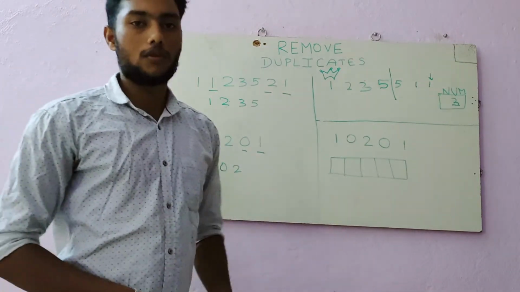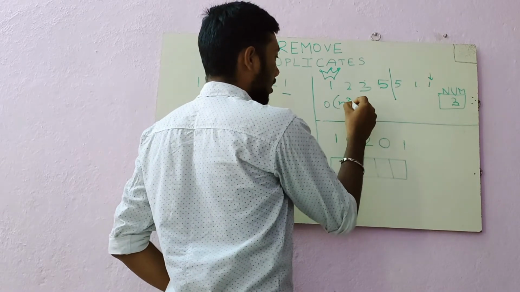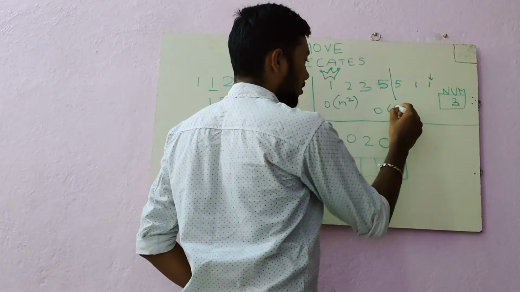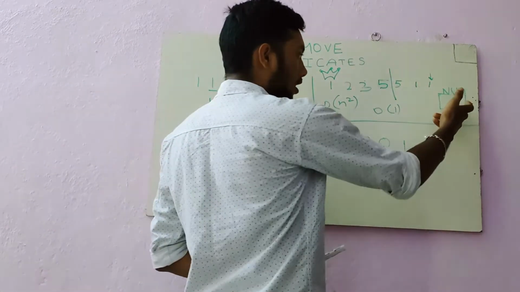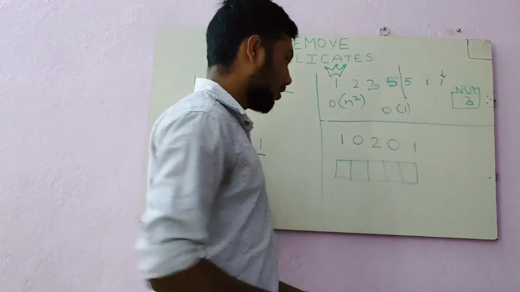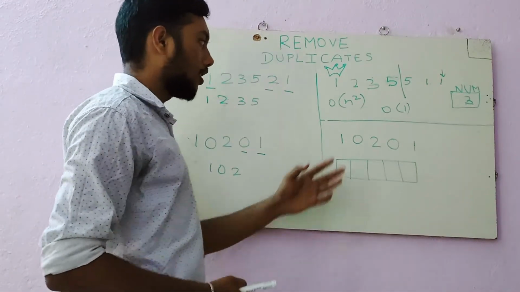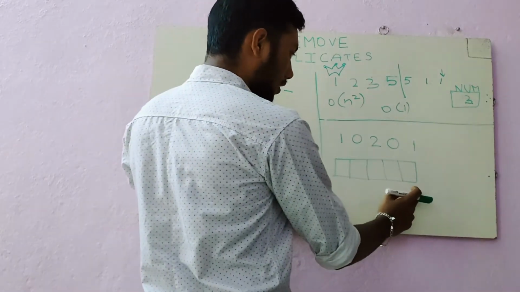This is a brute force approach, and the time complexity of this solution is O of n square, and the space complexity is O of 1, since we are using only one variable for storing the number. The second approach, we will consider this array. This approach will be more efficient than that approach, but we will use another array to store the values.